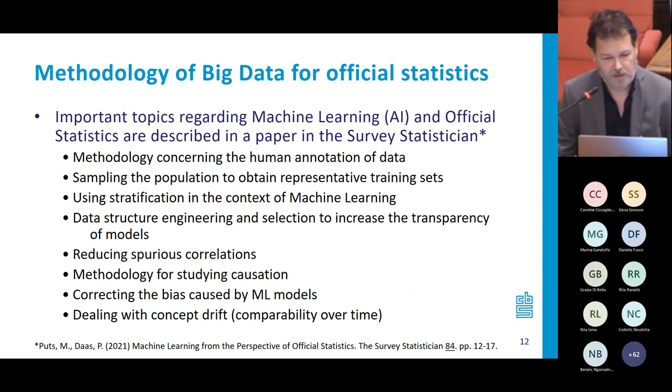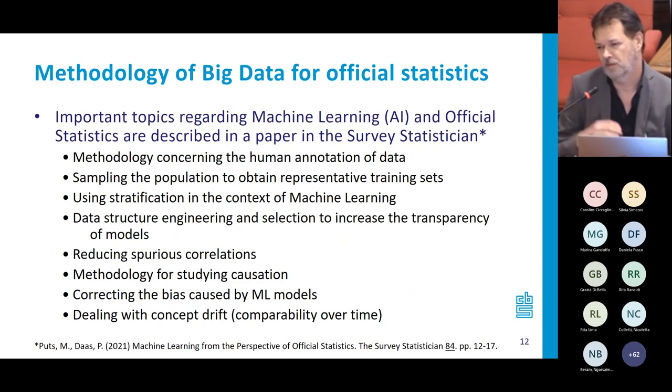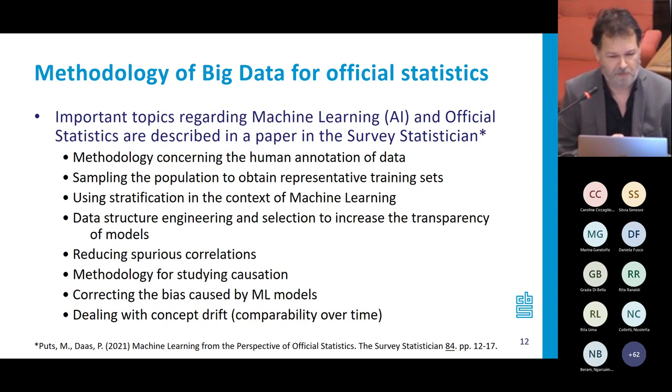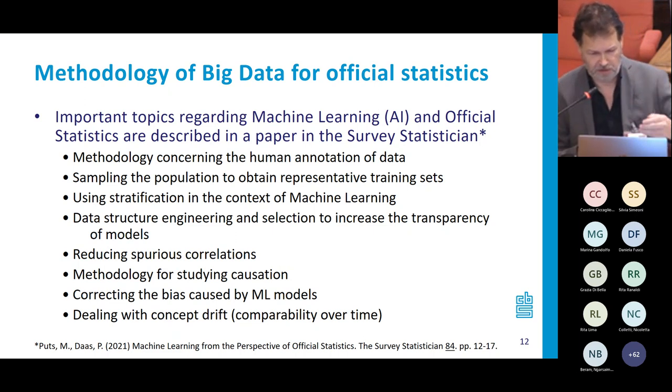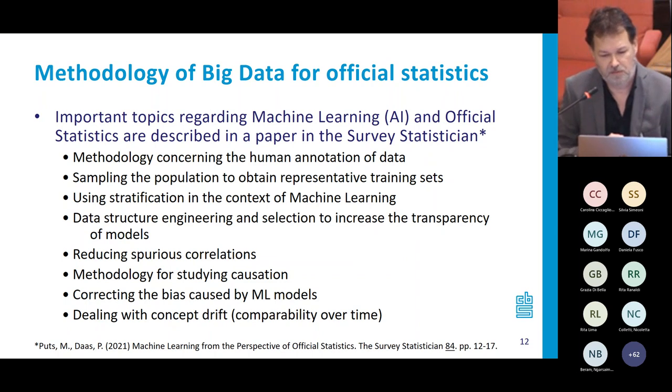Then briefly something about machine learning, and you should call it AI. If you do machine learning now, just call it artificial intelligence. A year ago, I wrote a paper with a colleague of mine about important topics regarding machine learning, and I'm not using this to indicate what kind of interesting work we do, but look at the list of things that we think should be studied in the context of machine learning.